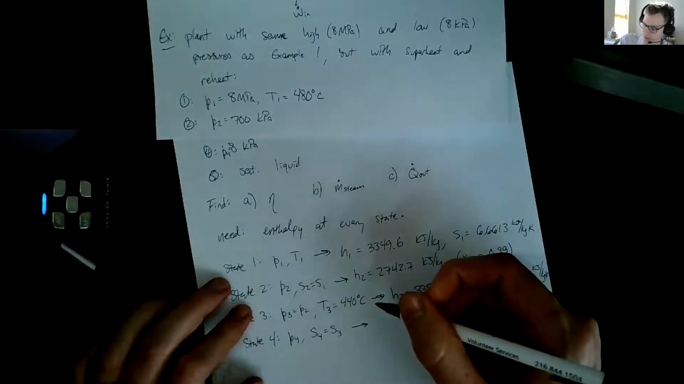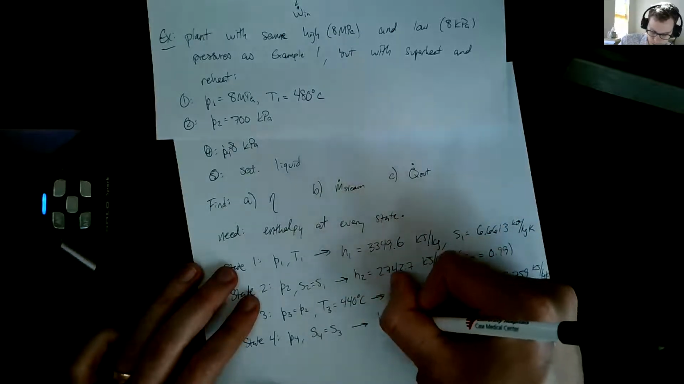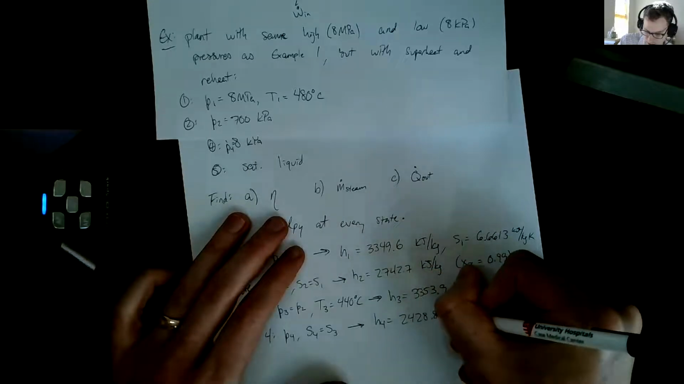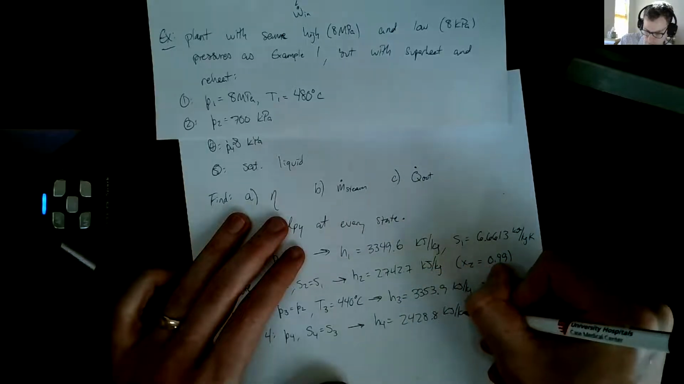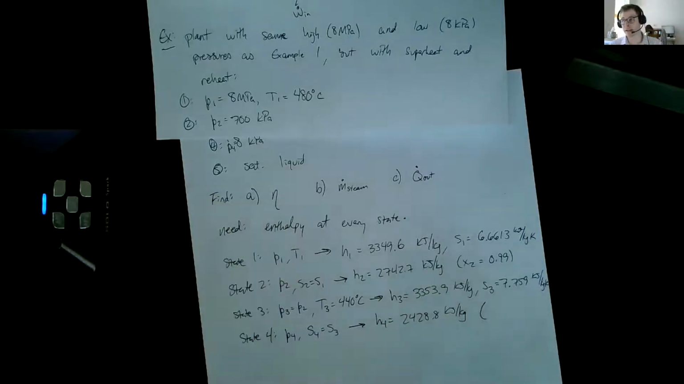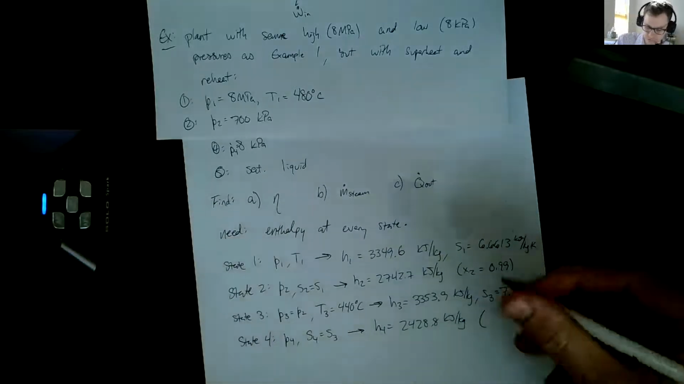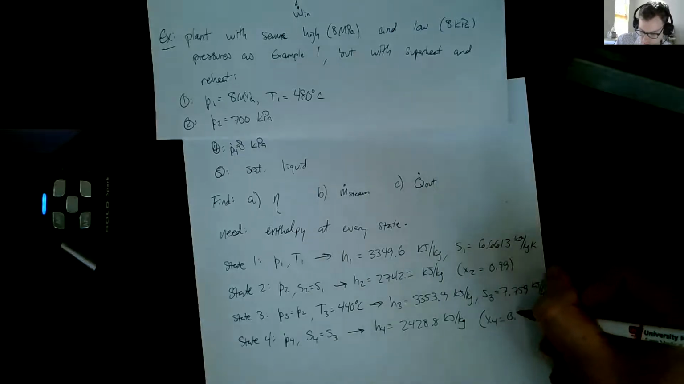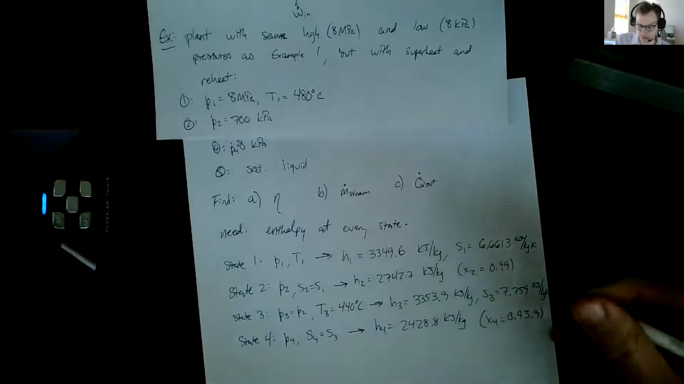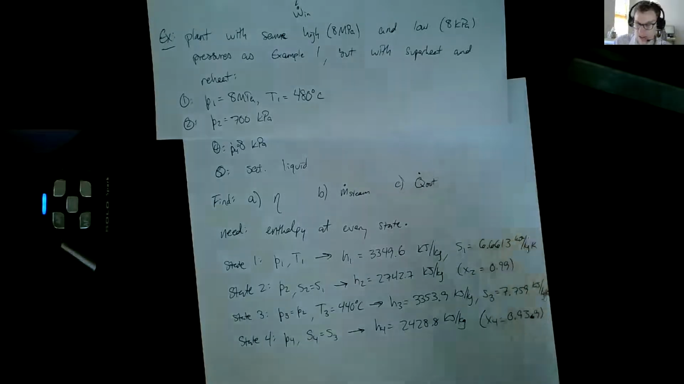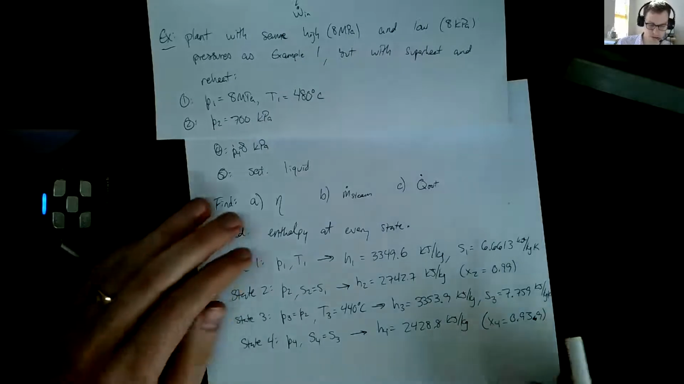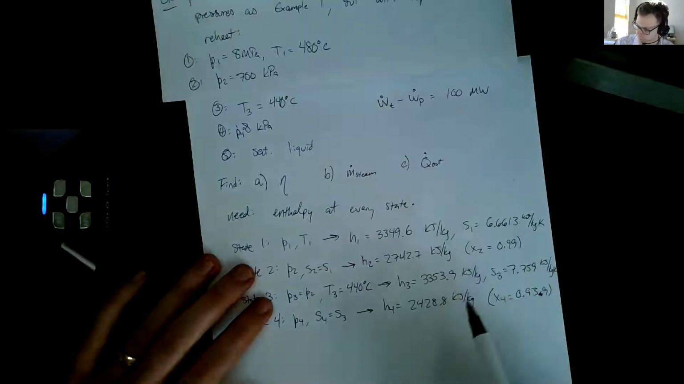So now I can get that H4 is 2428.8 kilojoules per kilogram. And again, I'm at a turbine exit, so I should just verify that the quality is high. The quality here is 93.9%. So again, 2 decimal points, 0.939 or 93.9%. So yes, we're good. We have higher than 90% quality there.